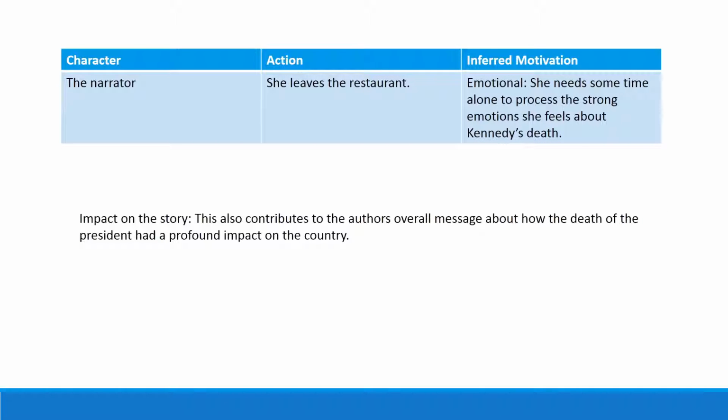Another possible motivation to talk about: the narrator leaves the restaurant when all the people are mourning together, and the inferred motivation is emotional. She needs some time alone to process the strong emotions she feels about Kennedy's death, and this goes toward helping us understand, remember, we talked about a possible theme being that sorrow changes people and emotions make them change the way they do things. So although initially she seeks the comfort of her parents, she later needs to be alone to process everything that's happened.